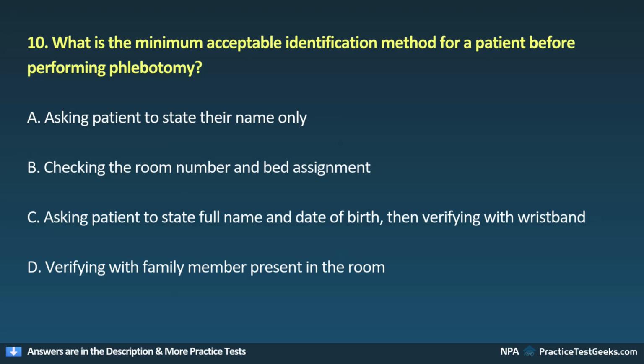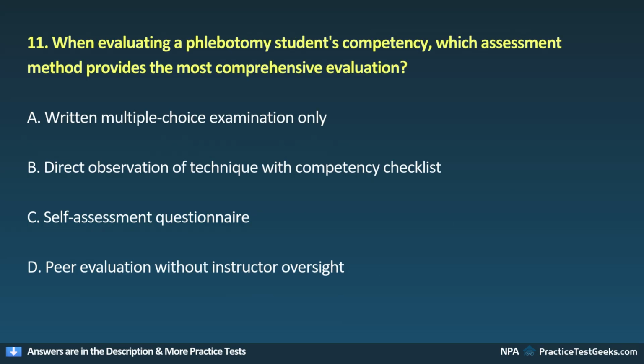10. What is the minimum acceptable identification method for a patient before performing phlebotomy? A. Asking patient to state their name only. B. Checking the room number and bed assignment. C. Asking patient to state full name and date of birth, then verifying with wristband. D. Verifying with family member present in the room.